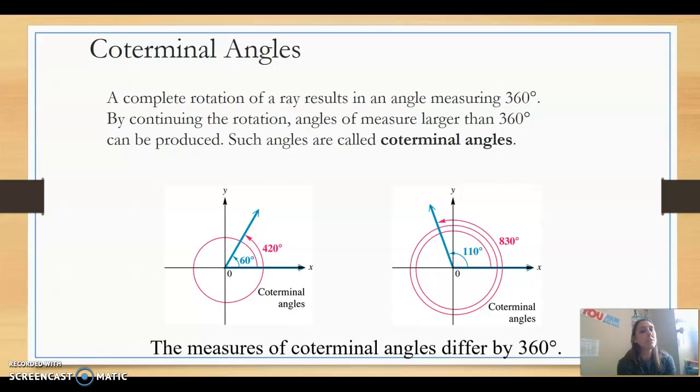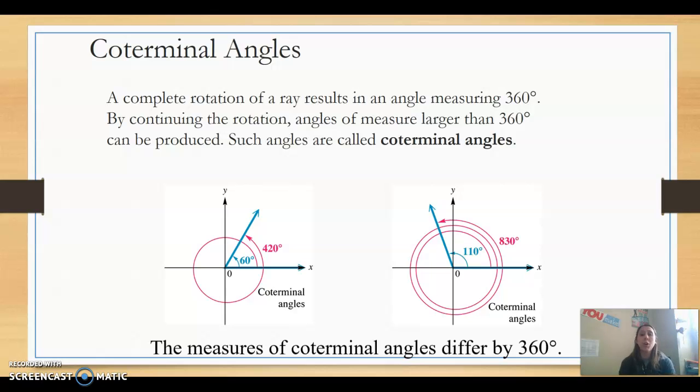Coterminal angles. Notice that I have directions. See how there's an arrow for my degrees? There's an arrow here. So knowing what direction your angle is going is incredibly important. You can't just draw a line for an angle. I need to know what direction it is. A complete rotation of a ray results in an angle measuring 360 degrees. By continuing the rotation, angles measuring larger than 360 degrees can be produced.